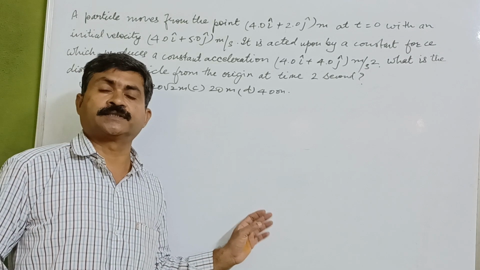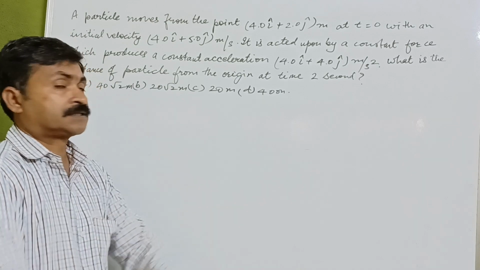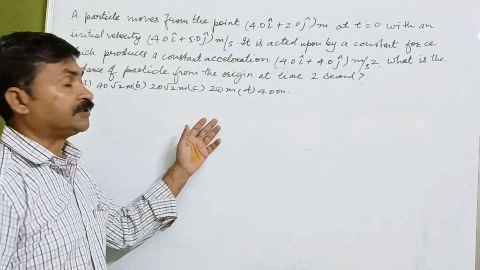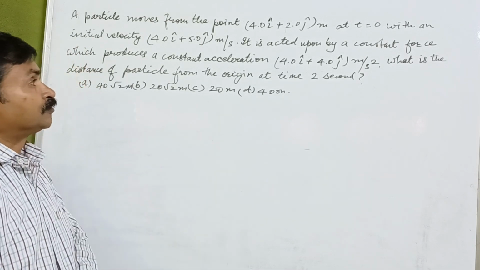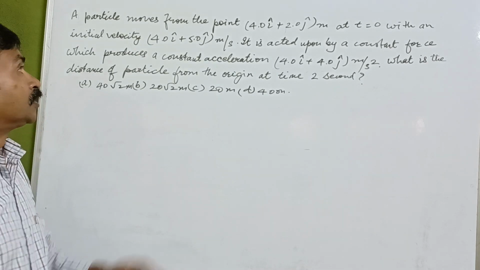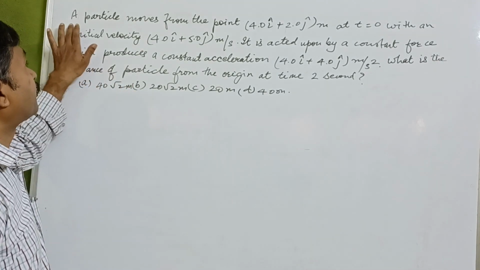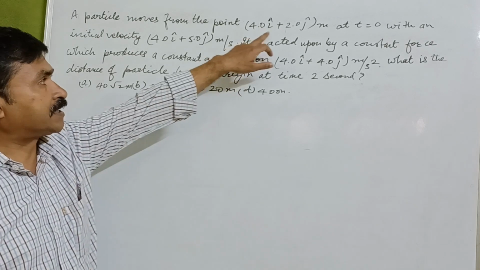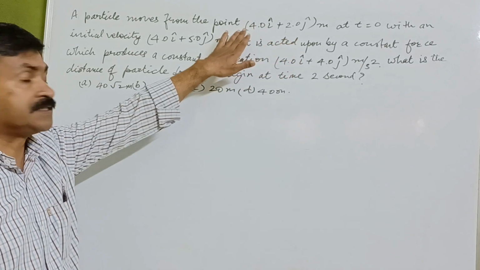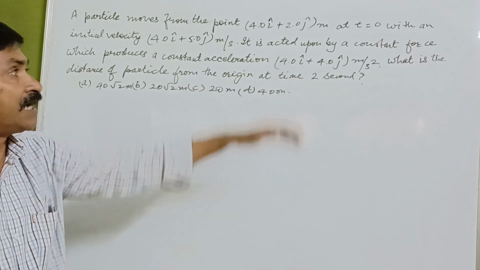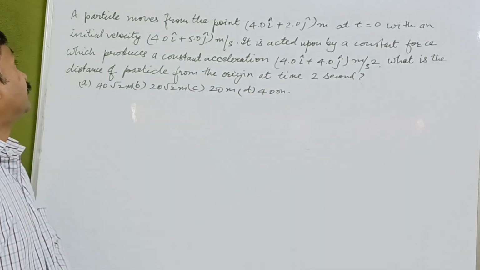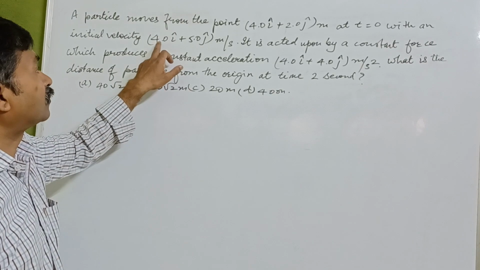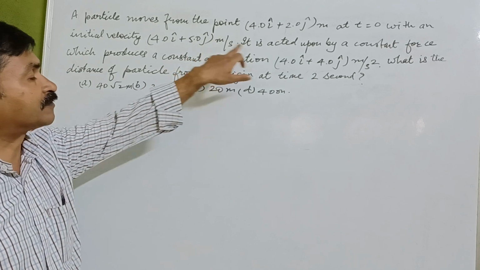Dear students, in the series of numerical physics, we are continuing with the numerical now, which is based on the motion in a plane. Now, if we go through this numerical, a particle moves from the point 4i + 2j meter, meaning the initial position is given at time t equal to 0, with an initial velocity 4i + 5j meter per second.